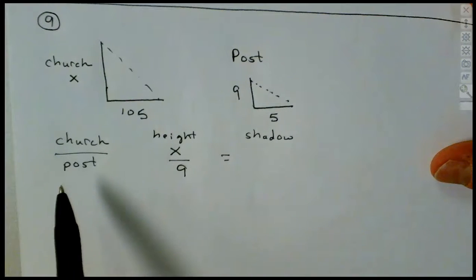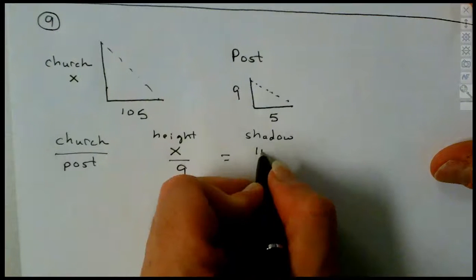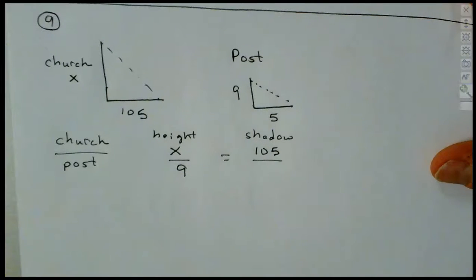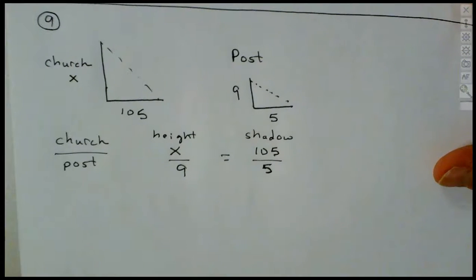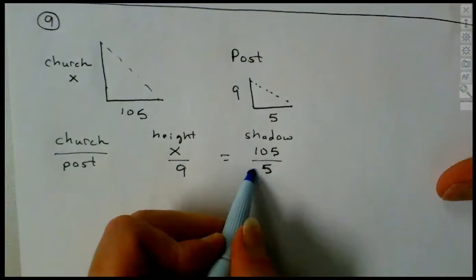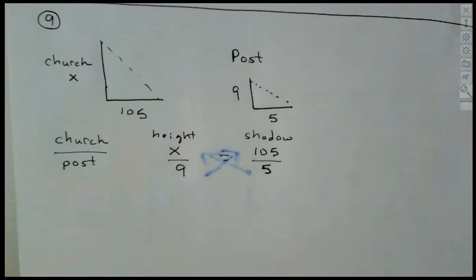Now we're going to look at the shadow. What's the shadow of the church? 105. What's the shadow of the post? 5. Cross multiply. And then you can finish it.